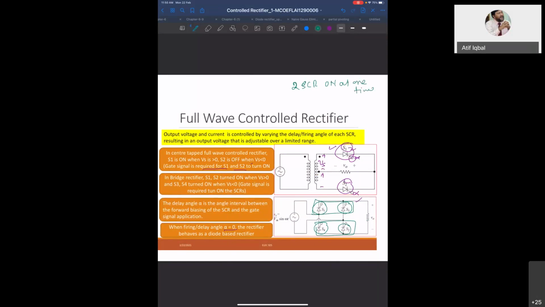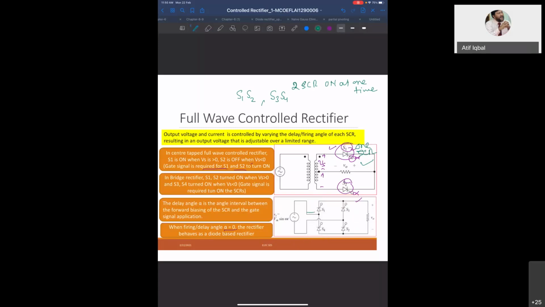One from the positive group and one from the negative group. Here in the center tap, you have only one thyristor working at one time. Only one thyristor, or one SCR works. But here, two work at one time. Now, how does it work? S1 and S2 work together, and S3, S4 work together. So when S1 and S2 work together, what will happen?